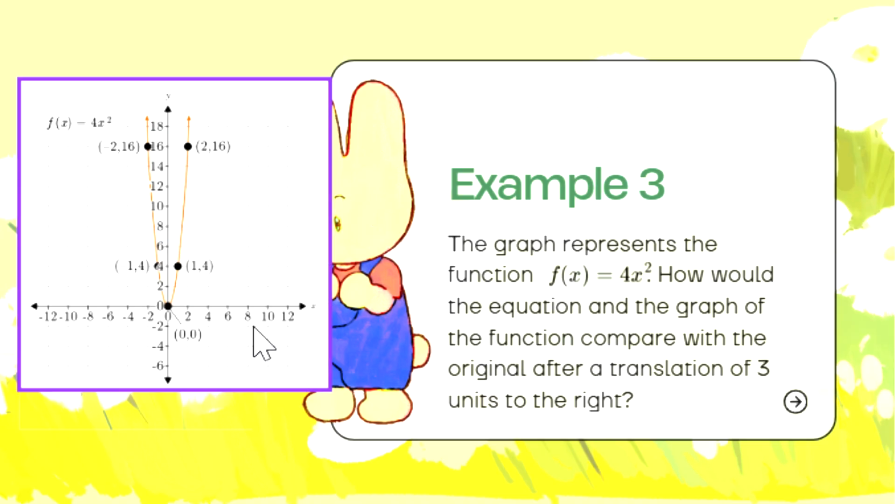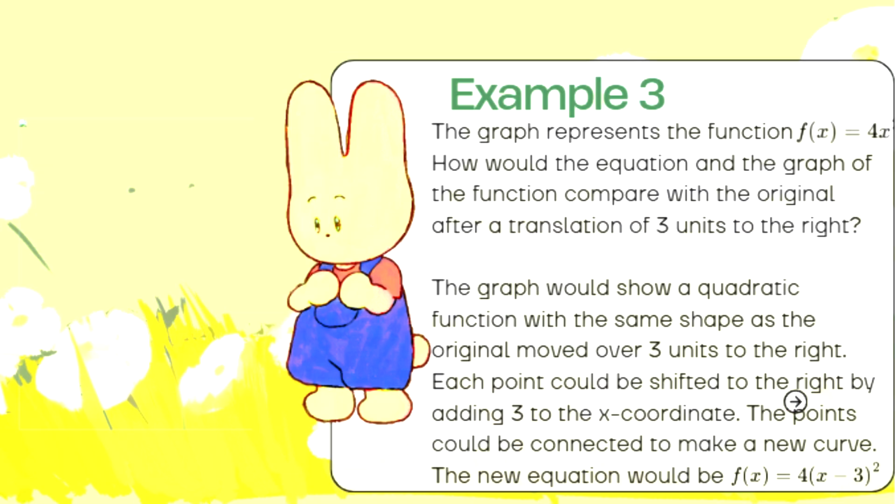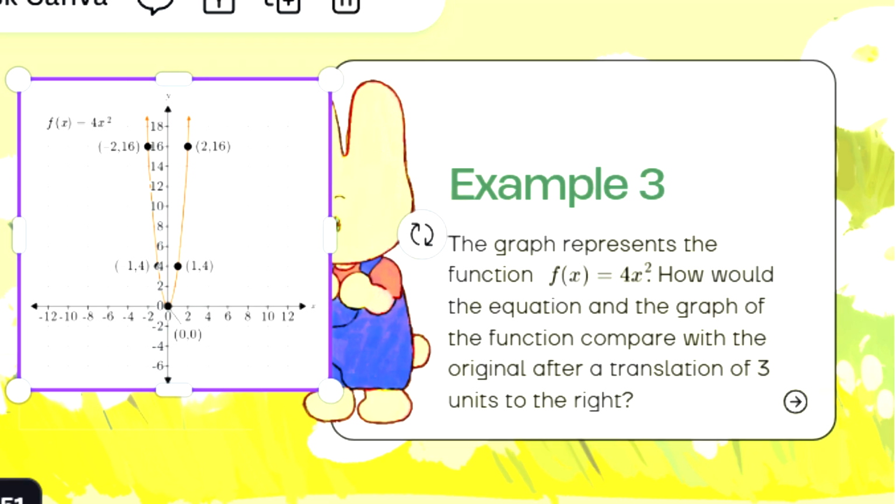What it's asking now is, given this graph, how would the function and the graph of the function compare with the original after a translation of 3 units to the right? So it wants to move it 3 units to the right, and it wants to know how it's going to change. It just wants us to talk through it basically. So let's copy this and move it to our new page.